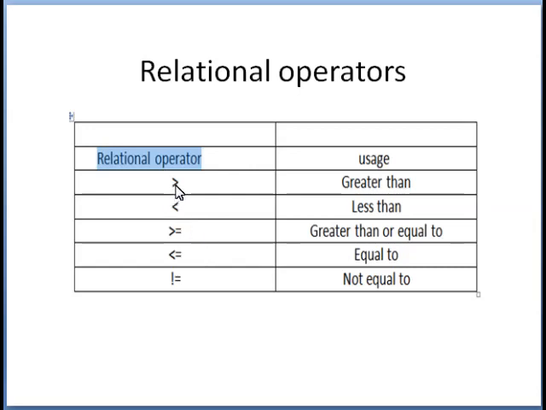First one is greater than, for example, A greater than B. We are comparing the two operands A and B. Less than, A less than B. So we are comparing these two operands A and B. Greater than or equal to, then less than or equal to. This is the exclamation symbol and equal. This is called not equal. So these are the relational operators.